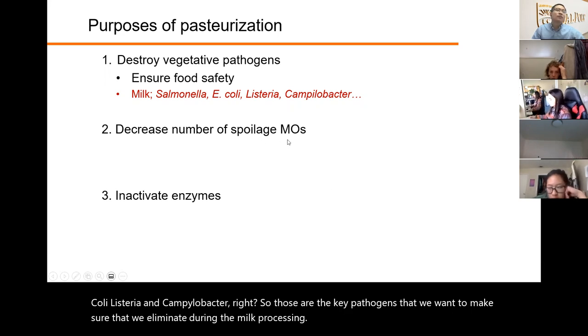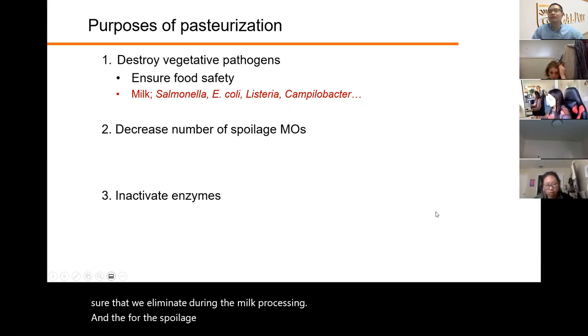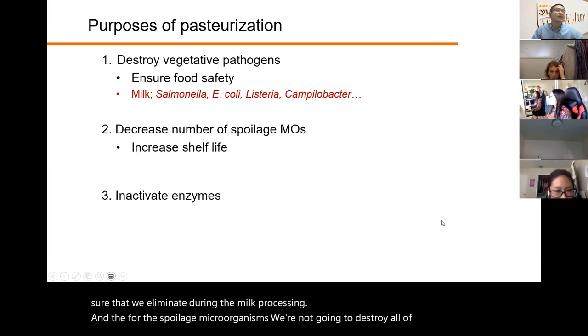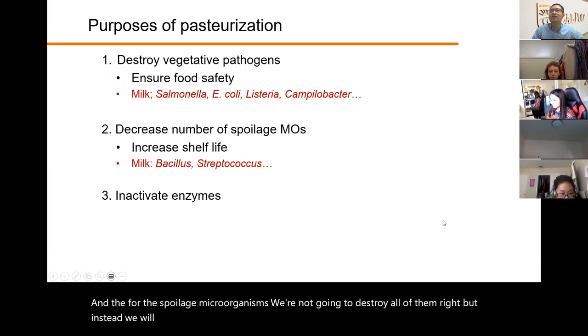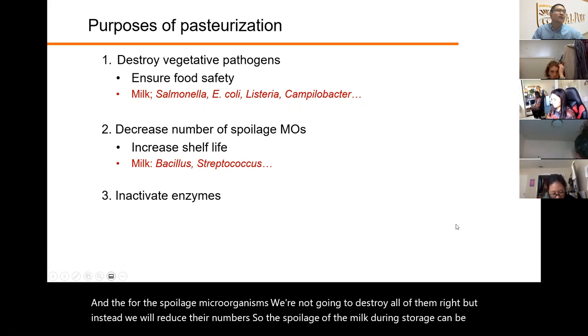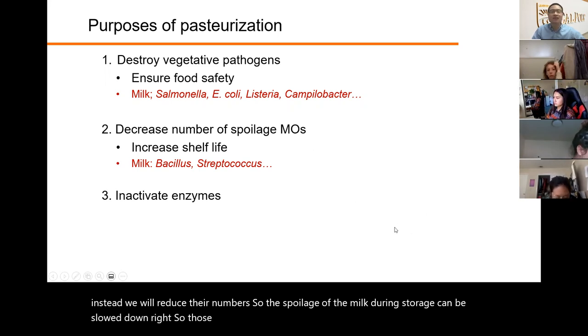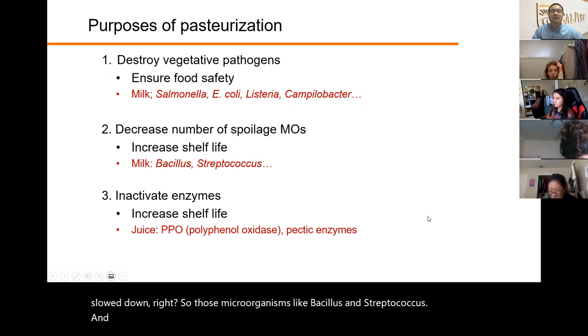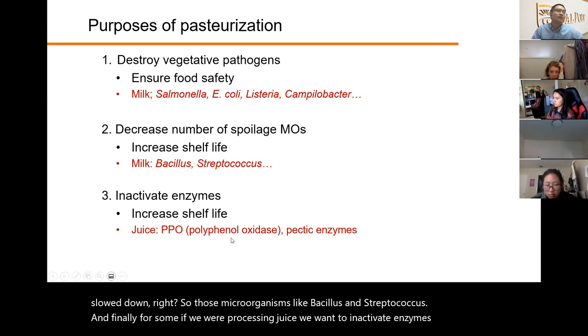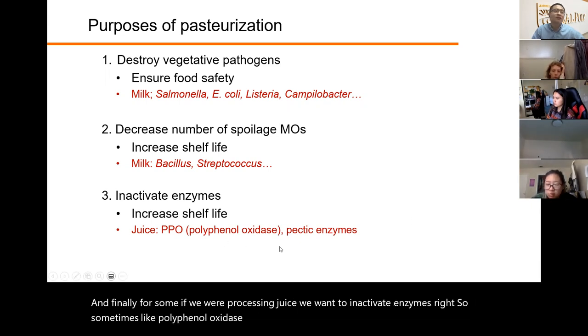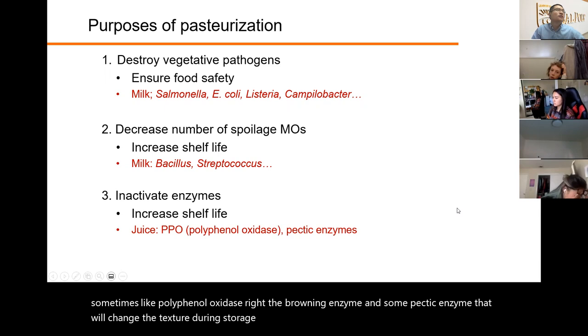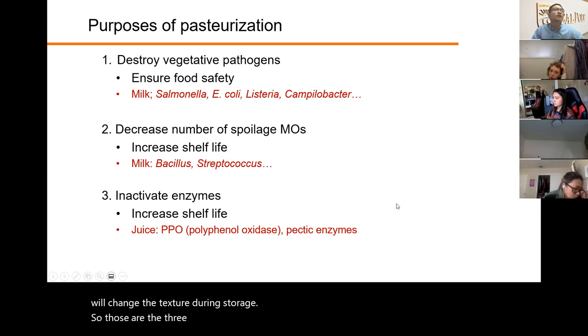And for the spoilage microorganisms, we are not going to destroy all of them, right? Instead, we will reduce their numbers so the spoilage of the milk during storage can be slowed down. Those are microorganisms like Bacillus and Streptococcus, okay? And finally, if we are processing juice, we want to inactivate enzymes, like polyphenol oxidase, the browning enzyme, and some pectic enzymes that will change the texture during storage. So those are the three main purposes of pasteurization.